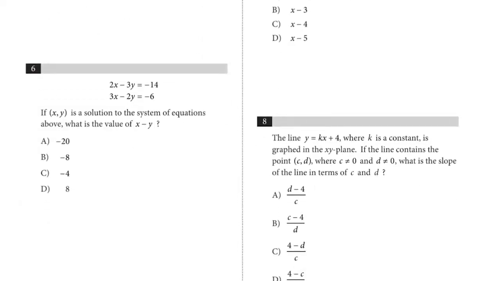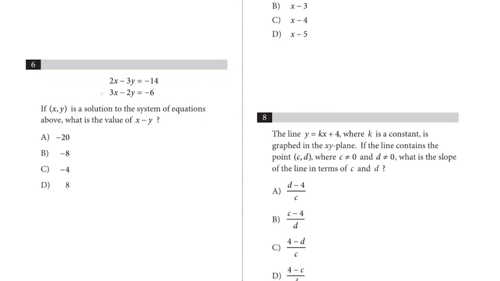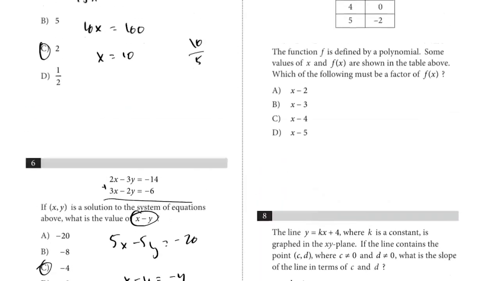All right, question 6. If (x, y) is a solution to the system of equations above, what is the value of x minus y? Now, I'm just going to add these together. So 2x plus 3x, that's 5x. Negative 3y plus negative 2y, that's minus 5y. And negative 14 plus negative 6 is negative 20. Now I'm going to divide all the terms by 5 to get x minus y equals negative 4. And that's how you get this expression right here. So the answer is C.